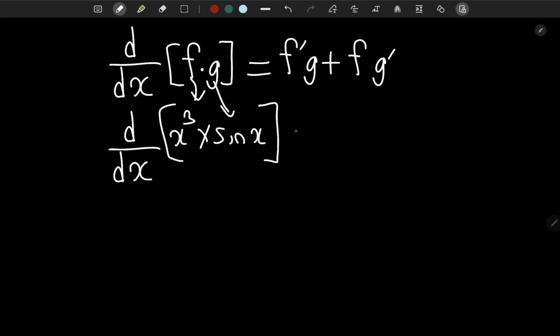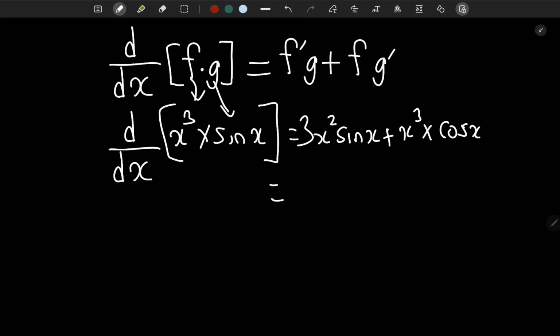So f prime g, so what is the derivative of f is going to be 3x squared multiplied by g, which is just going to be sine x, plus, now f stays the same, so x cube times g prime, which is going to be cosine x, since the derivative of sine is cosine. And that's it. We can simplify this or we can leave it as this.